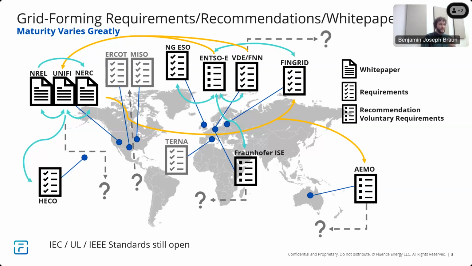What's missing here, and what I wrote at the bottom, is that there's still no IEC or UL or IEEE standard that actually specifies the requirements or the means for testing grid forming capabilities. The IEEE 2800 does address it, and I think there's a lot of good talking points in there, but it stops short of actually defining requirements. And the same for anything in UL and IEC.